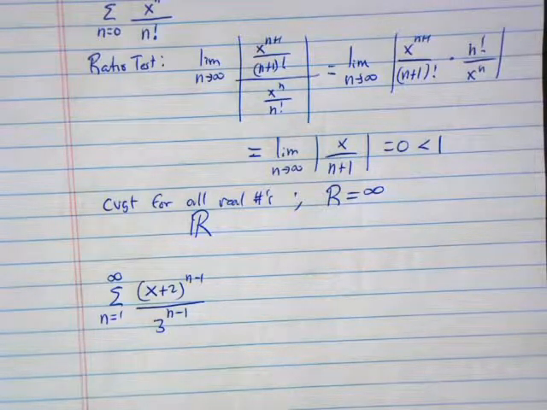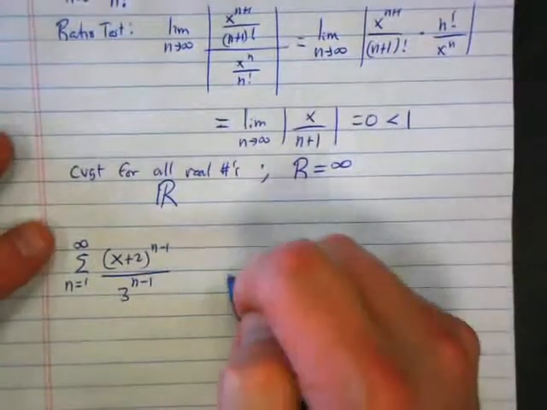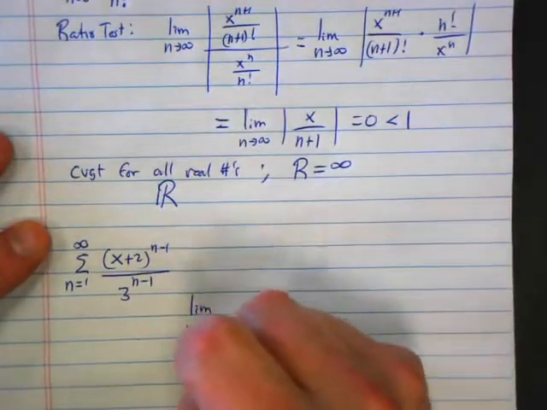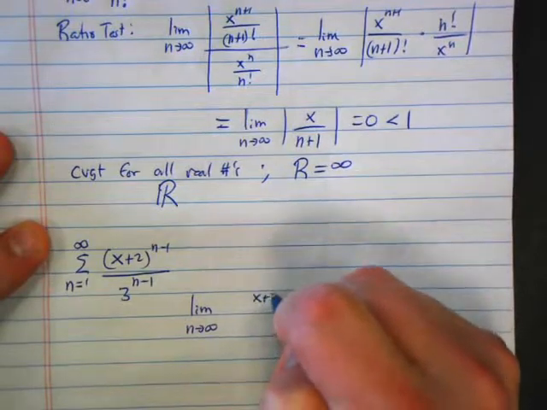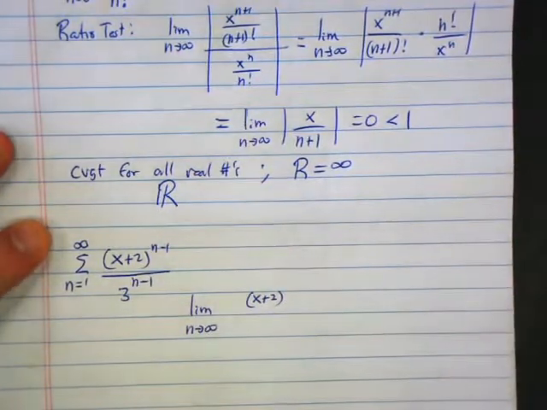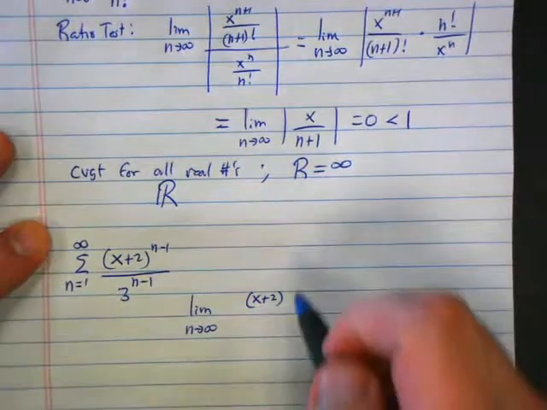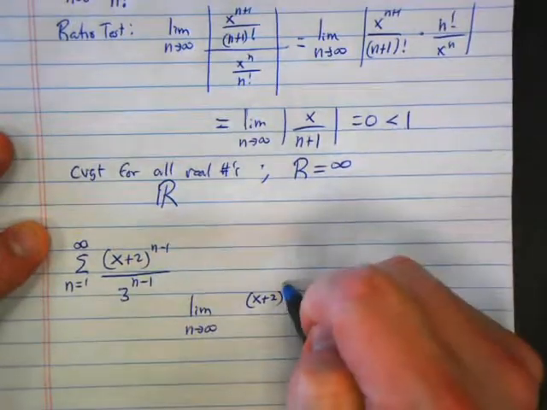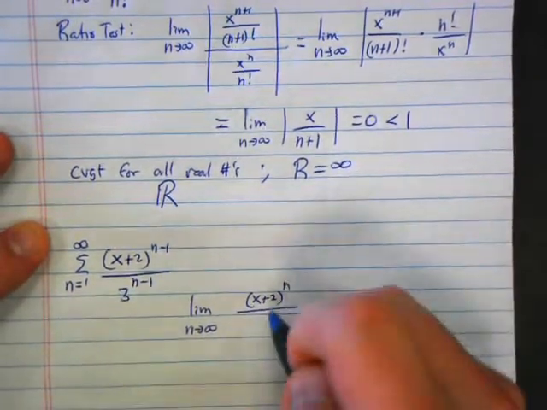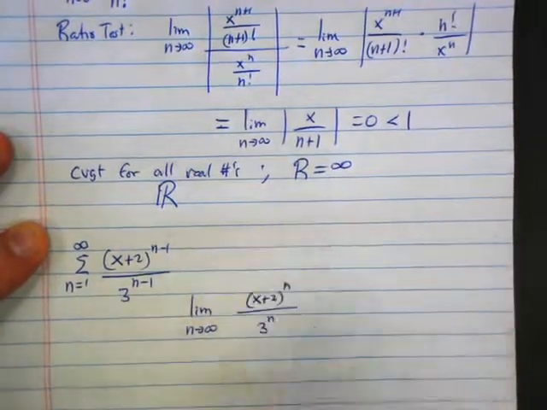What test do we always use to find the interval of convergence and the radius of convergence? We use the ratio test. Limit as n goes to infinity, (x plus 2) to the n plus 1 minus 1, which is a fancy way of saying n, divided by 3 to the n.